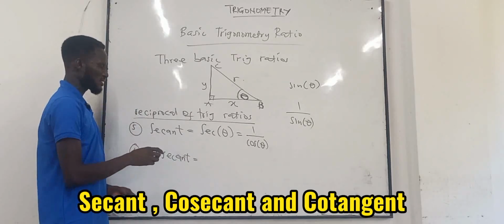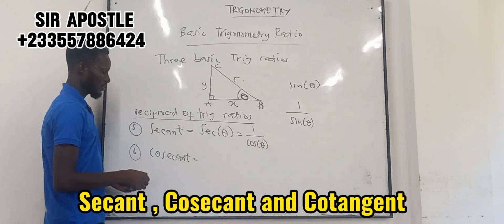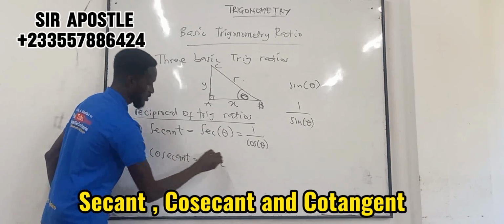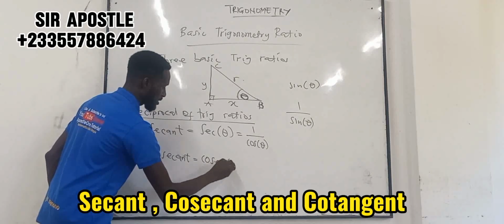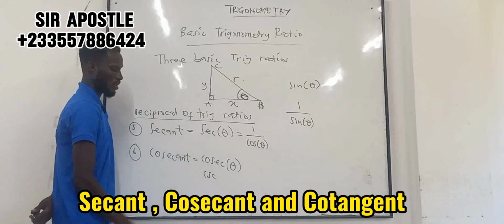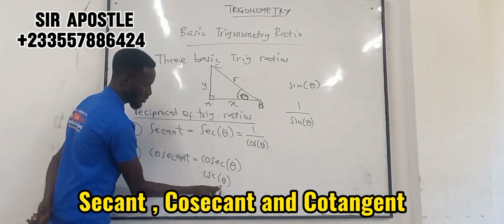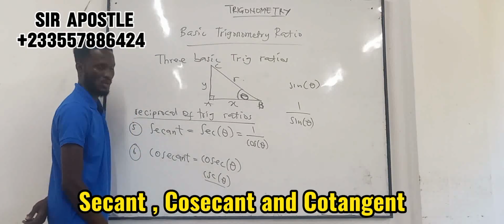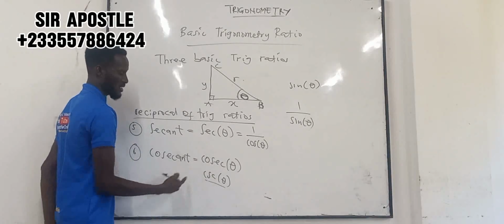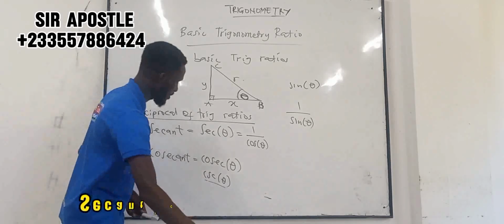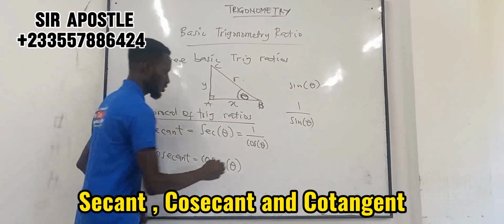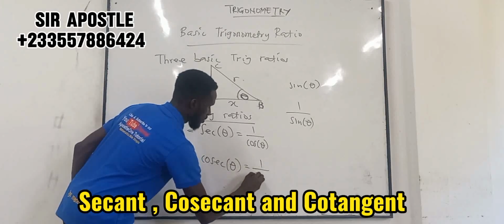Now this cosecant can also be shortened as cosec of the angle theta. Some of them write it like this, cosec. Any of them is correct. When you meet cosec like this, CSC is correct. When you meet it like this too, it is also correct. But I'm going to make use of this one, cosec. Now, cosec is also the reciprocal of the sine. So the reciprocal of the sine will give you the cosec.